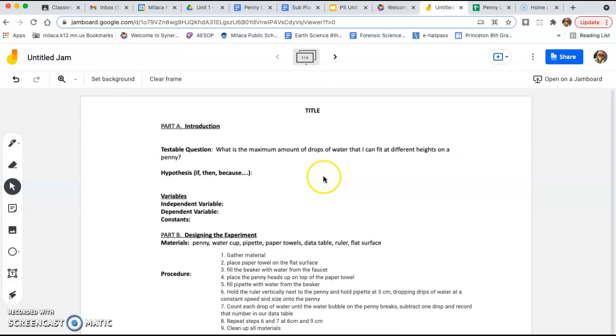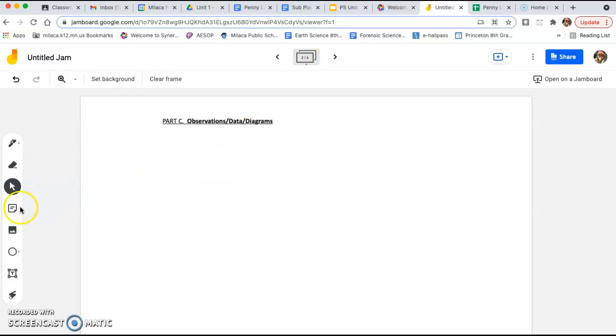So some classes got the data table written down and some didn't. So let's go ahead and write down what the data table should look like. Okay, so I said yesterday that the data table should include our independent variable and our dependent variable. So that's what we want to be recording. And we want to make sure that we have room for all 3 trials at all different heights.